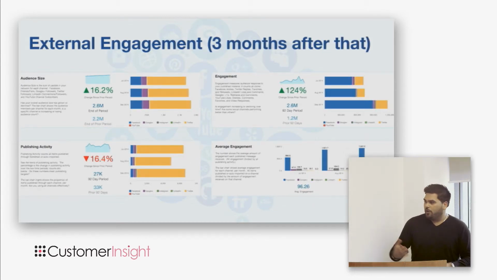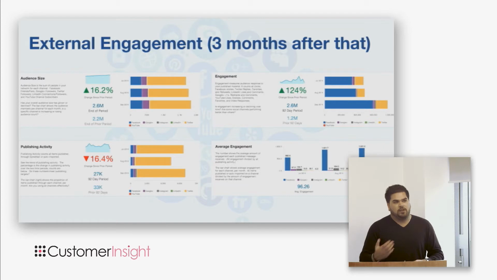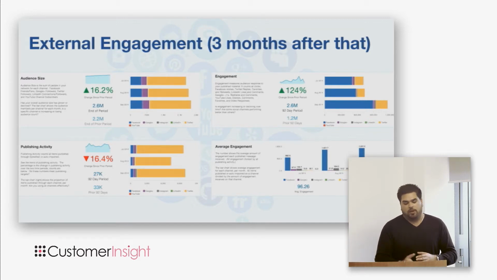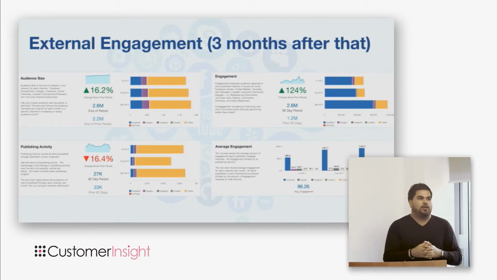3 months later, what I've got here is a comparison of the next 3 months. So the social audience increased by 0.4 million, 16.2%. Engagement more than doubled actually as a result of using Spreadfast. So previously it was 1.2, that was the combined engagement, but now it's 2.6 million, and that's the combined actions.